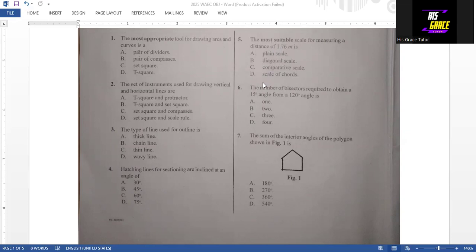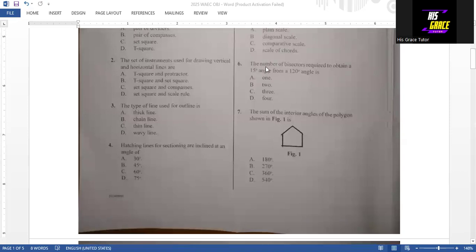All right, so now let's move to question 6. The number of bisectors required to obtain a 15-degree angle from a 120-degree angle is 3. That is option C is the answer to question 6. Question 7, the sum of interior angles of the polygon shown in figure 1 is 540 degrees, because this is a pentagon. So the sum of angles in the pentagon is 540 degrees. So option D is the answer to question 7.